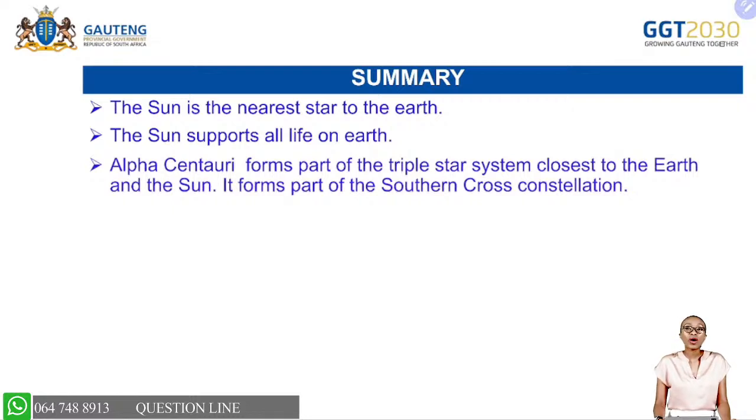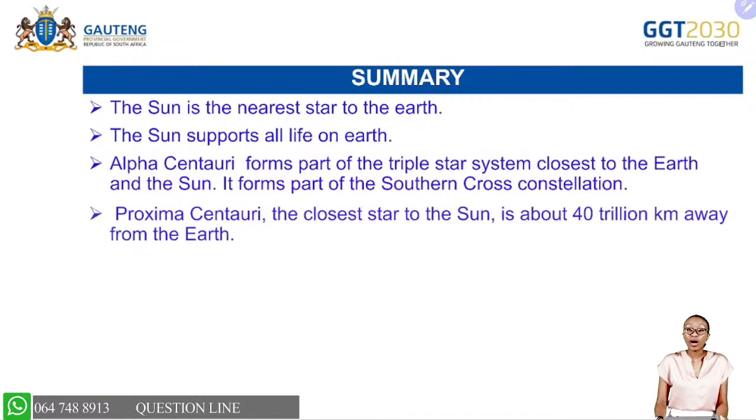So now let's go back. Who are the members of the triple star system? It's Alpha Centauri A and Alpha Centauri B, as well as Proxima Centauri, which is much smaller and fainter and maybe quite difficult to see. But Alpha Centauri is very visible from down here on Earth. So that is the triple star system, and they form part of the Southern Cross constellation.